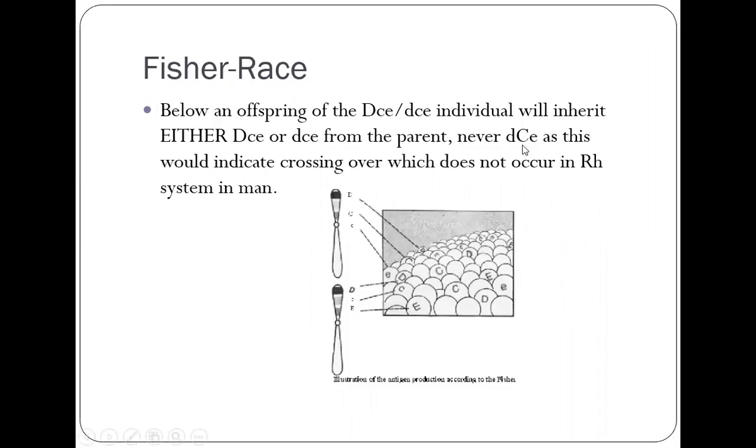They can never, ever switch around this combination, so they can't inherit a little d, a big C all of a sudden, and a little e, as this would indicate crossing over, and this does not occur in the Rh system. So there is no such thing as flip-flopping or crossing over during meiosis. It's always just going to stay as is. It will always be inherited in a linkage fashion with no crossing over.